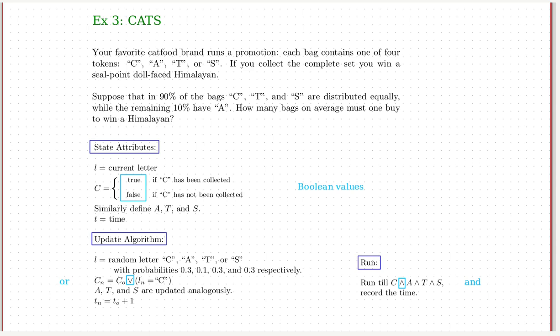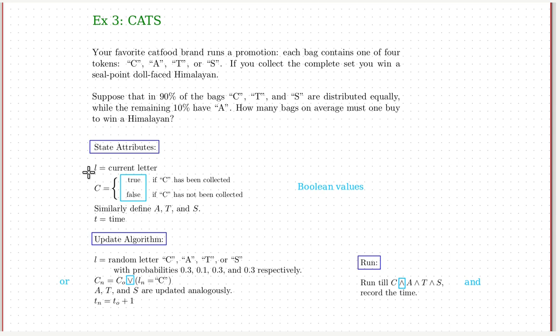So for the state attributes, I'll say we have a letter L that represents the current letter, right? The letter we got from the current bag of cat food. Now we also have, of course, time, as before; variable T will be time. Now, one way or another, we have to keep track of whether we've already collected each of the letters in either the current or the previous bags of cat food, right?